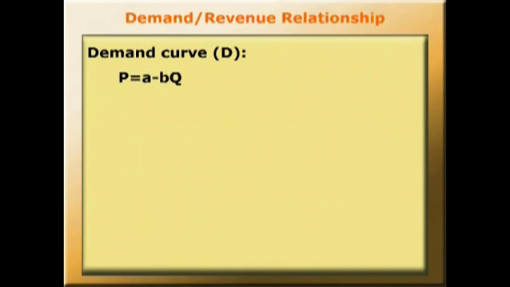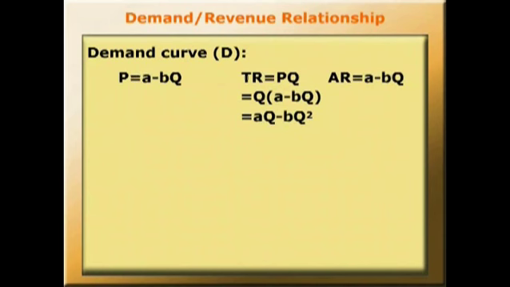So total revenue is price times quantity, TR equals PQ, which we could also call Q times (A minus BQ), which is equal to, multiplying out the brackets, AQ minus BQ squared. Now dividing TR by Q gives AR. So AR equals A minus BQ. So we've now got a term for average revenue.